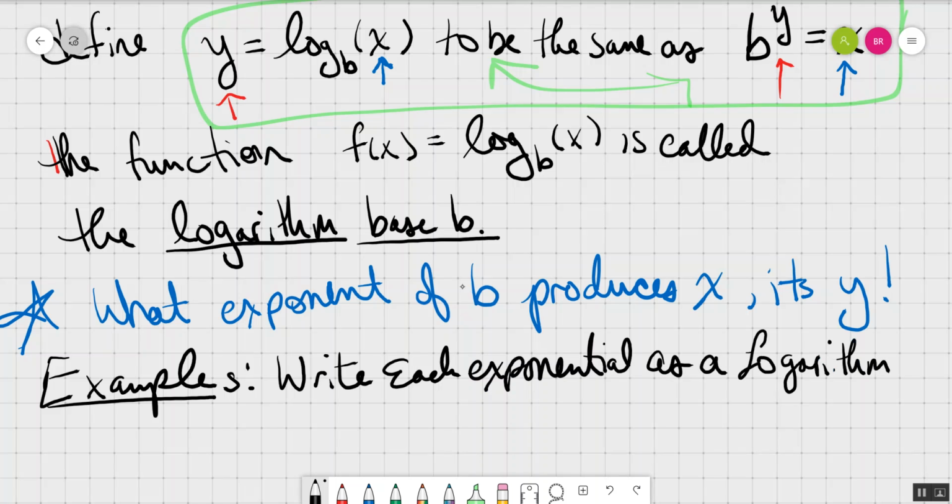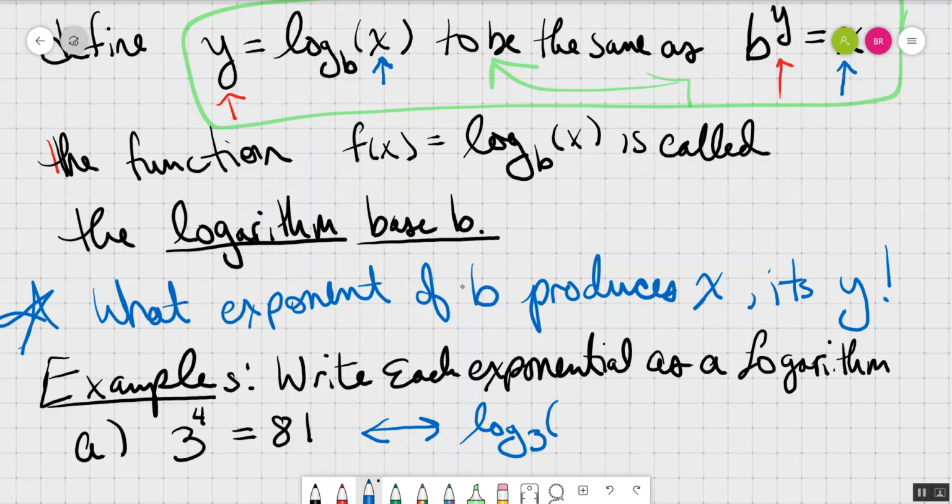So I'm going to write some things we already know that are exponential. For instance, we already know when I take 3 and raise it to the 4th power, I get 81. So I'm going to write the same thing but as a logarithm. For a logarithm, the base has to be the same. Since the base of this exponential is 3, it's going to be a 3. And I have to put something in here so that when I raise 3 to the power of the output, because the output is going to be the exponent, 4, I get what's inside the parentheses.